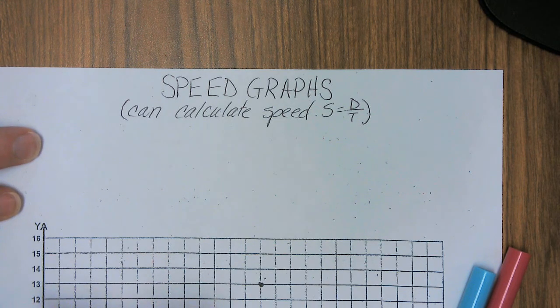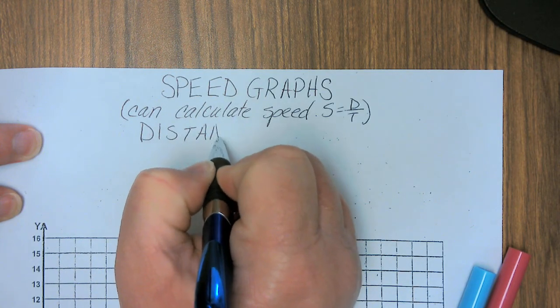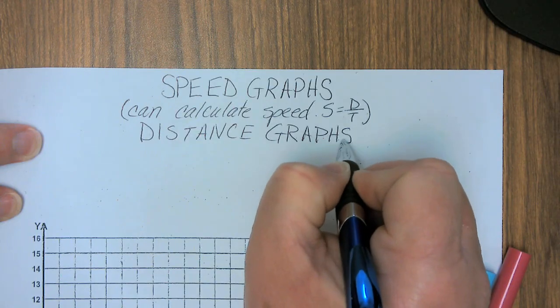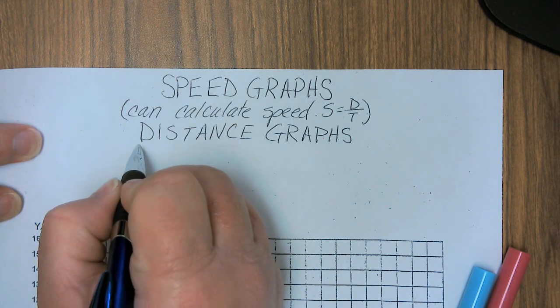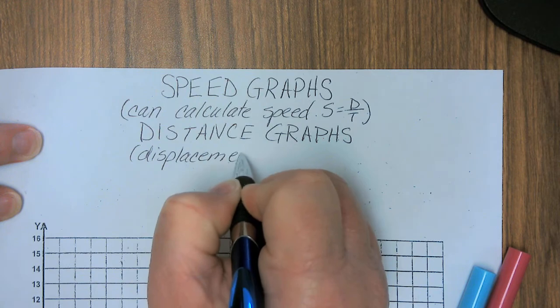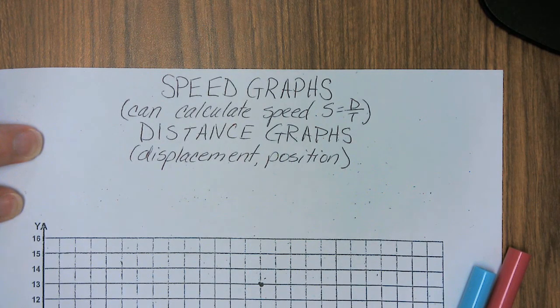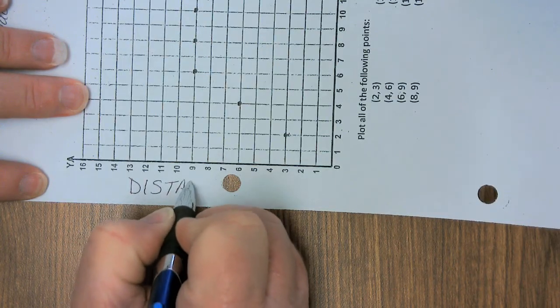In class, I'm going to refer to these as distance graphs, and the reason I'm going to do that is because distance is what's written on the y-axis. So in all capital letters, I'm going to write distance graphs. Sometimes you'll see them referred to by other names. So in parentheses underneath distance graphs, I'm going to write displacement, comma, position. On my y-axis, I'm going to write in all capital letters, distance.